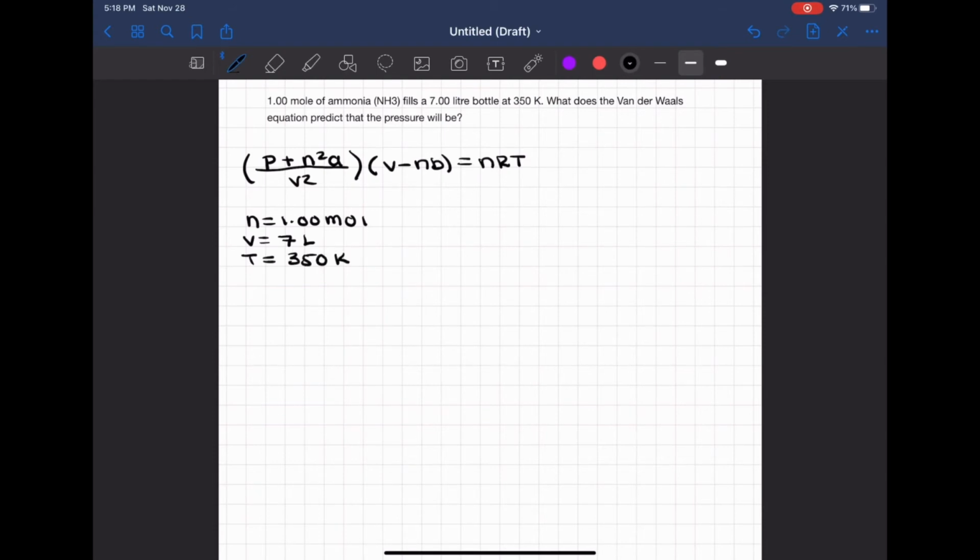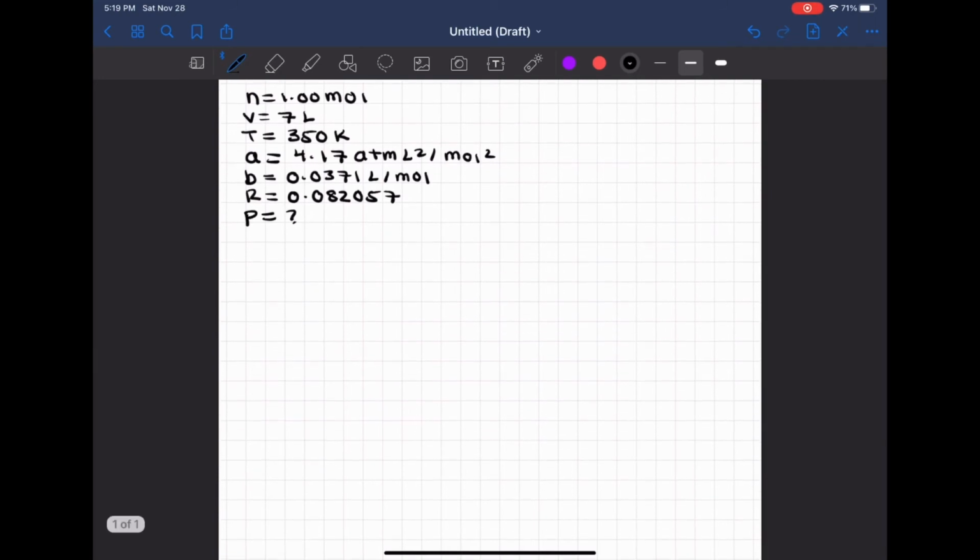And then looking up the a and b for ammonia, for a we get a value of 4.17, and for b, we get a value of 0.0371. And then also looking up the relevant R value to use, we are going to be using 0.082057. And our P value we don't know, it's what we're solving for.